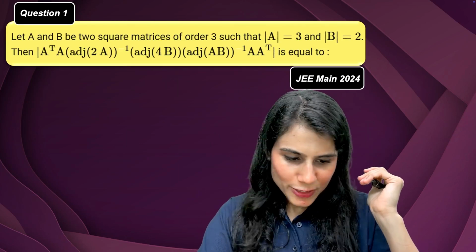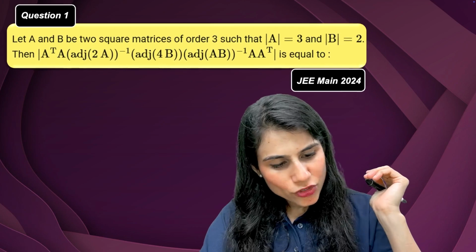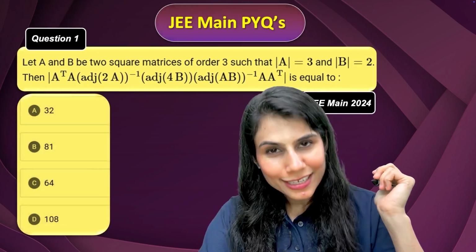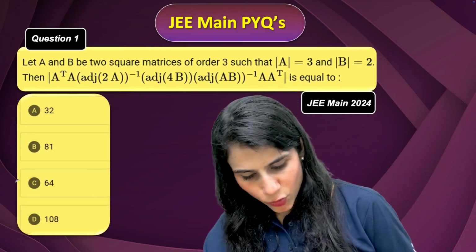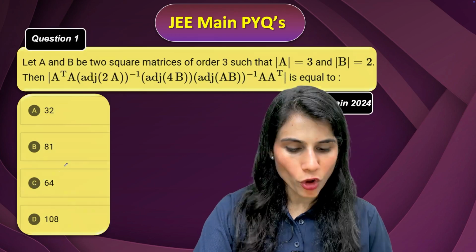Let's take a look at the next question. Are you ready? So this question has been cracked. We have solved it. The right answer is 2 to the power 6, which is nothing but 64, option C.